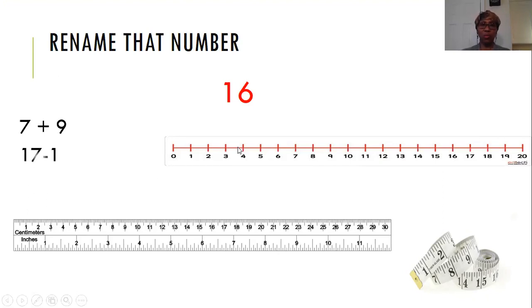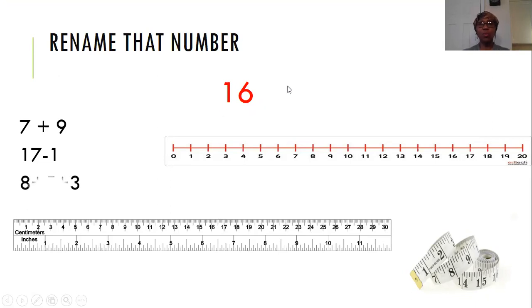What's another way we can rename a number? 17 minus 1. What does 17 minus 1 mean? We're going to use this ruler right here. Does that mean we're going to start at 17 and run all the way down to 1? No, that's not what we're going to do. What does this 1 mean? This 1 means that we're just going to move 1 time. That's all it wants us to do, hop 1 time. So we start here at 17 and hop 1 time. Look at that. Where did it take us? Right here on 16, our magic number.